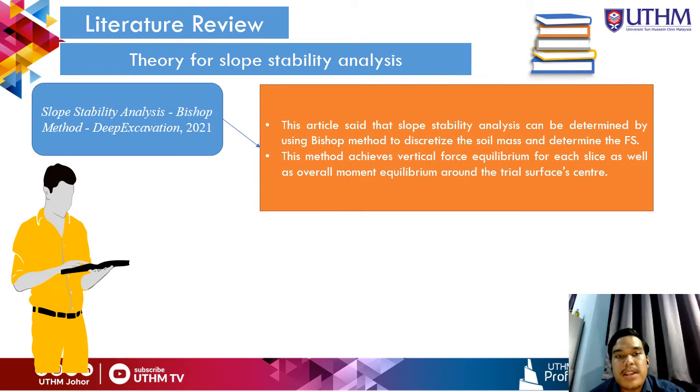Lastly, slope stability analysis Bishop method, deep excavation 21, from the internet. This article said that slope stability analysis can be determined by using the Bishop method to discretize the soil mass and determine the factor of safety. This method achieves vertical force equilibrium for each slice as well as overall moment equilibrium around the trial surface center.